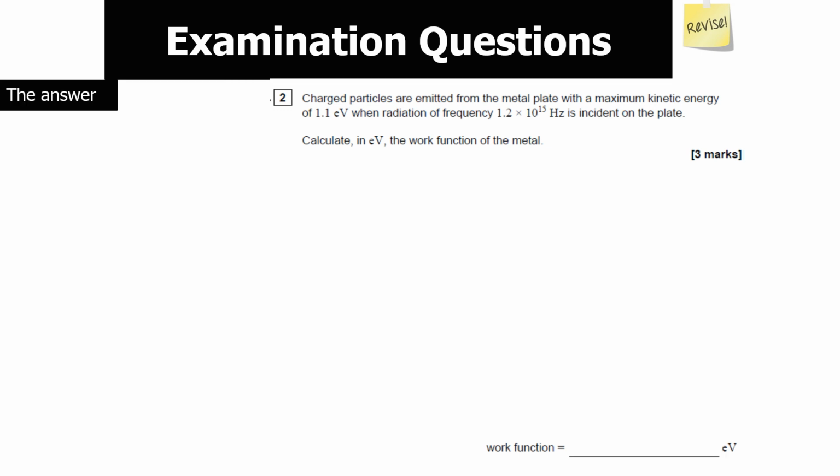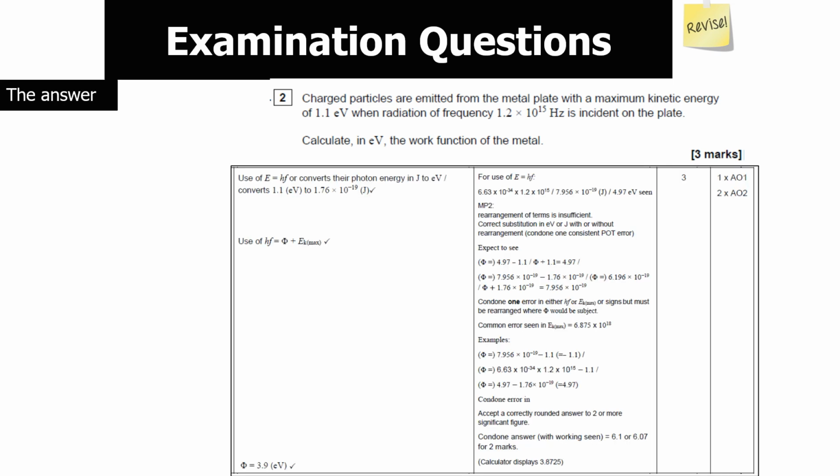Right, this question is testing you on how you can use the photoelectric effect equation, but also how you can convert eV into joules and vice versa. So what you've got to do is say what's 1.1 eV in joules. Okay, so you do 1.1 times 1.6 times 10 to the minus 19. What we can then do is work out what our work function is going to be by saying that the work function is equal to the energy of the photon minus that kinetic energy.